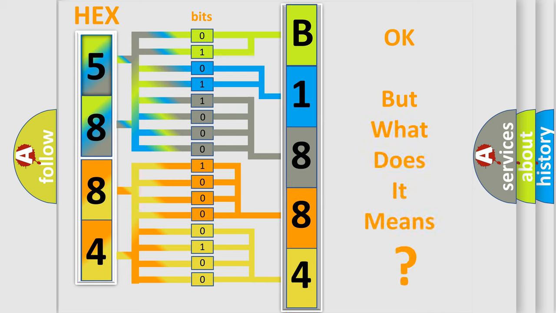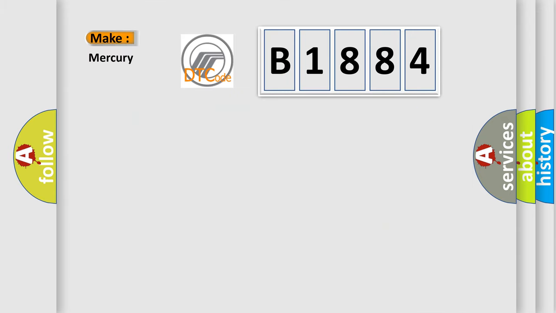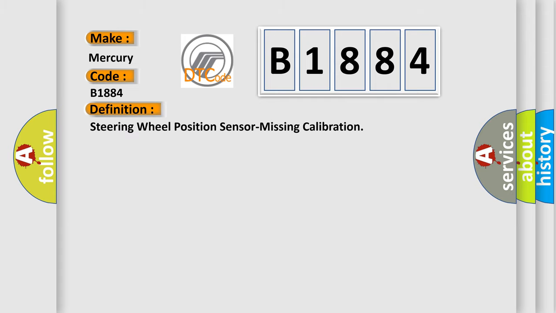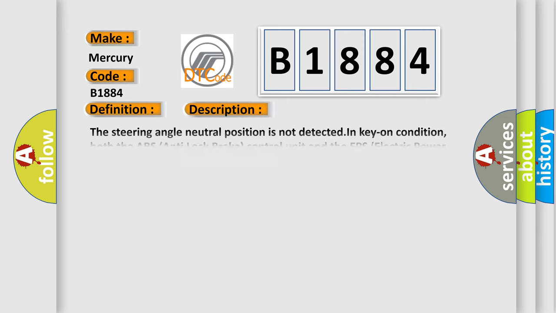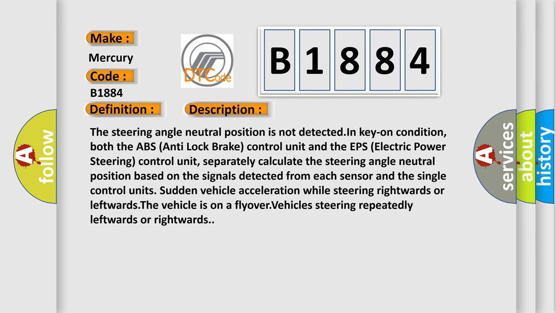The number itself does not make sense to us if we cannot assign information about what it actually expresses. So, what does the Diagnostic Trouble Code B1884 interpret specifically for Mercury car manufacturers? The basic definition is steering wheel position sensor missing calibration. And now this is a short description of this DTC code. The steering angle neutral position is not detected in key on condition.